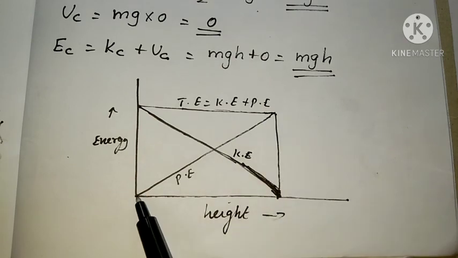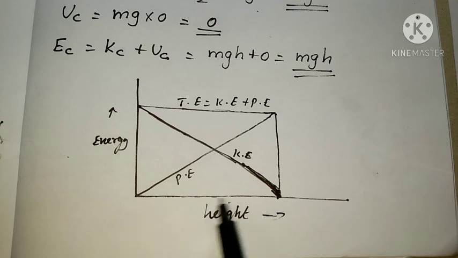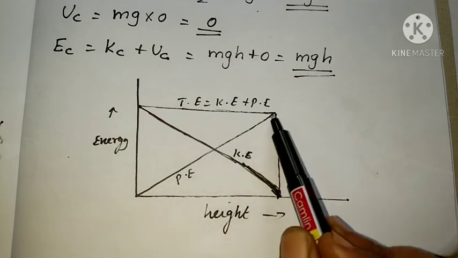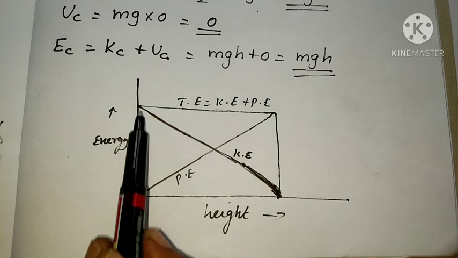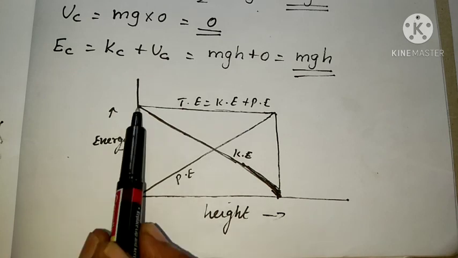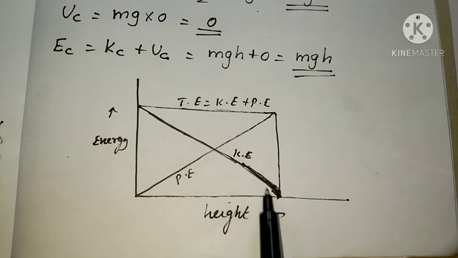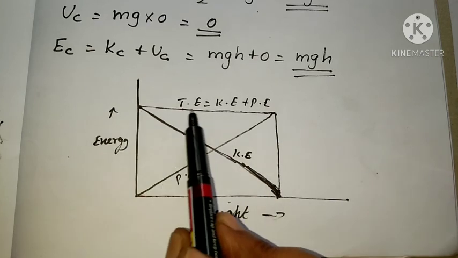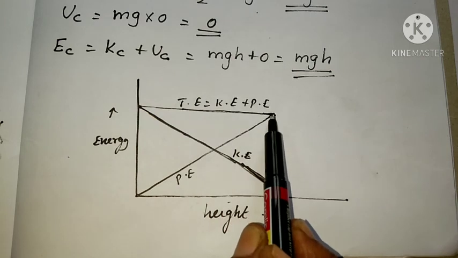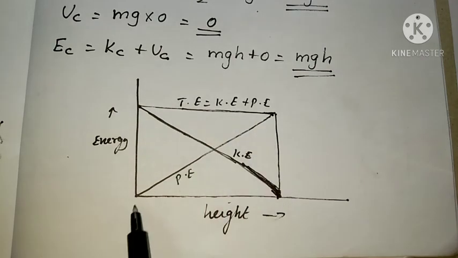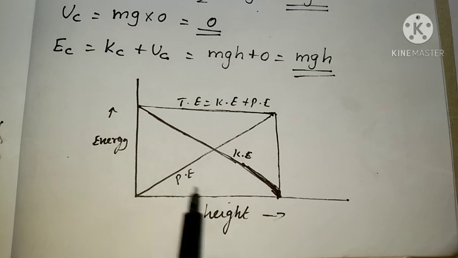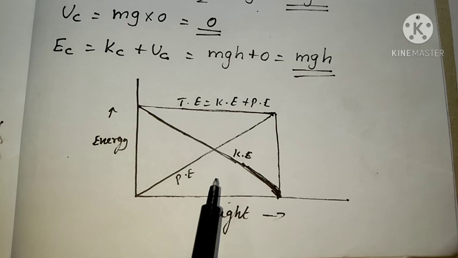So this is the graphical representation of potential energy. When the height is 0, potential energy is 0. When the height increases, potential energy increases. At the same time, what is kinetic energy? When potential energy is 0, kinetic energy is maximum. Then when potential energy is maximum, kinetic energy is 0. Then what is the total energy? Total energy is a constant, so it is a straight line parallel to the x-axis. So this is the energy diagram, potential energy and kinetic energy during the free fall of a body. Clear?